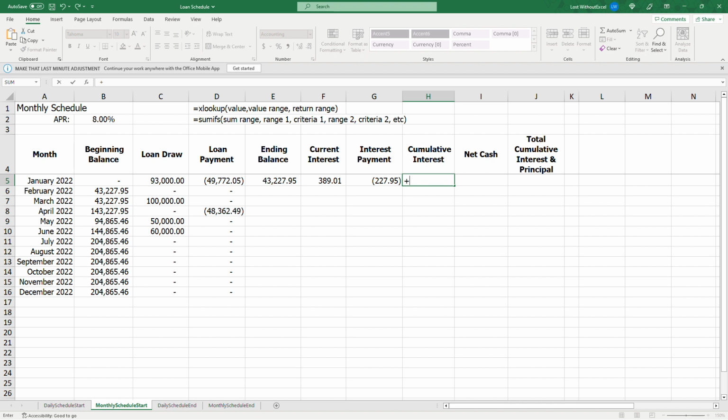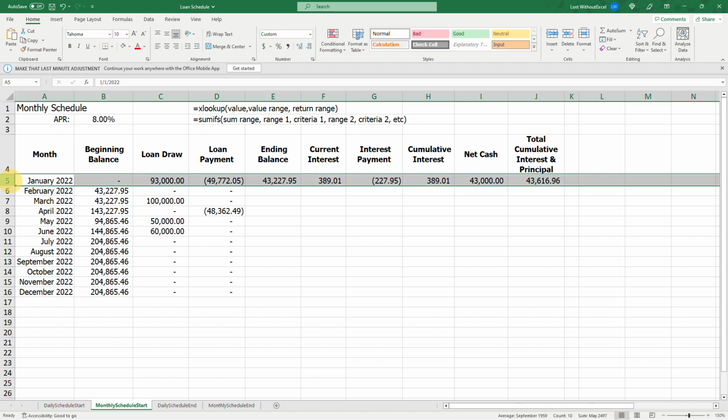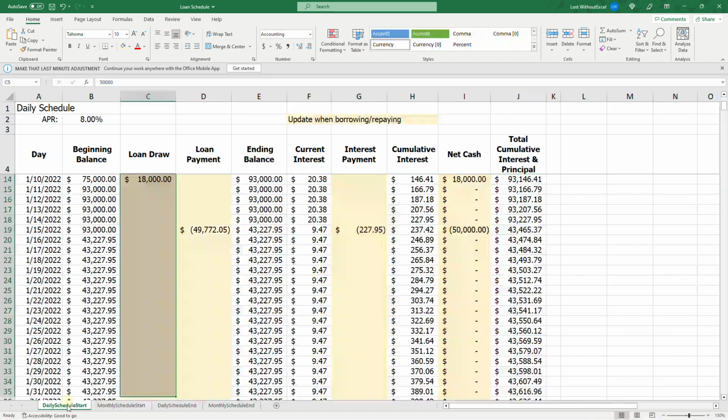Kind of similar to the daily schedule for the first month, the cumulative interest is just whatever the current first month is. Our net cash is going to be the draw and the loan repayment and the interest repayment. And then our total interest and principal is going to be whatever our ending balance is plus our interest. So in this case, our January of 2022 is 43,616.